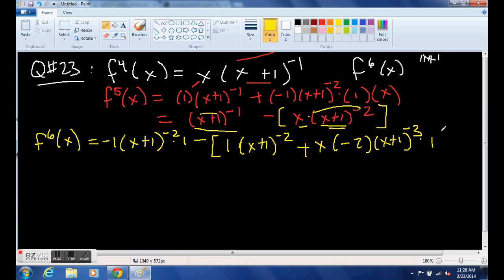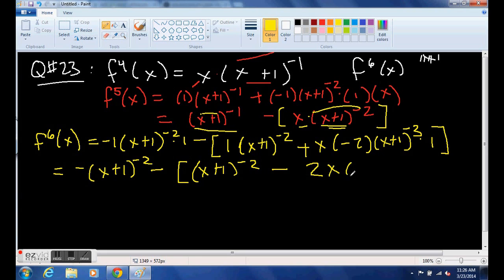The reason I make these big dramatic parentheses is it gets really easy to mess up your signs as you go through here. So I'm not going to distribute this negative sign yet. I'm going to clean up a little bit. So I have (x plus 1) to the negative 2 minus 2 times (x plus 1) to the negative 3. Okay, well that seems pretty good, except we have to simplify.